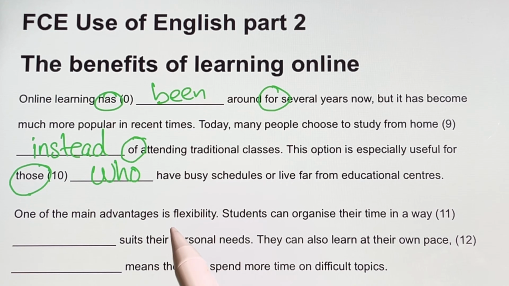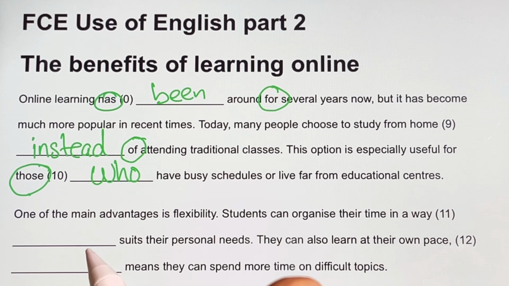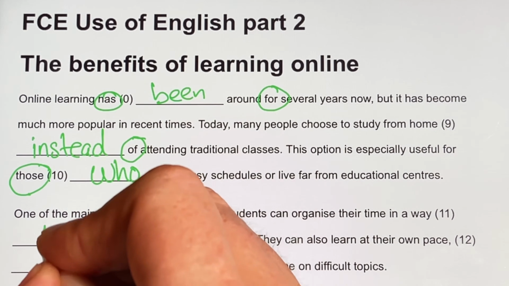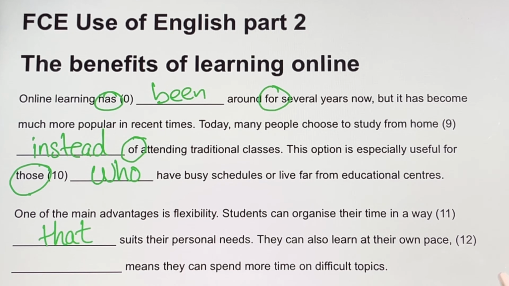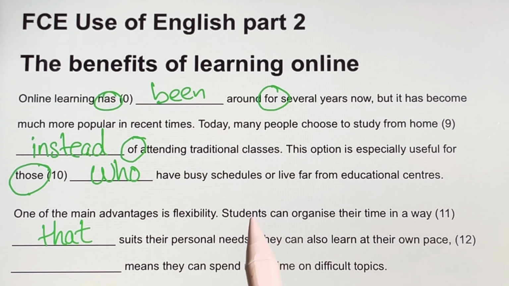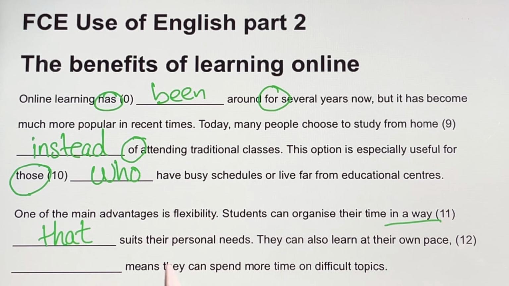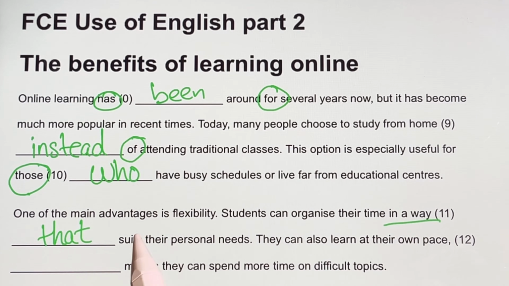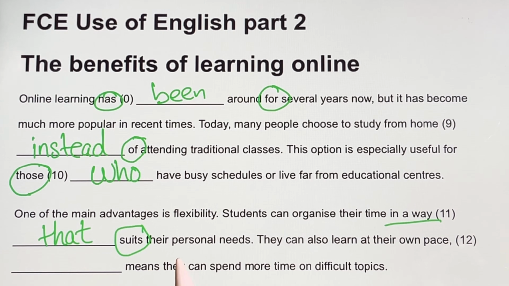One of the main advantages is flexibility. Students can organize their time in a way suits their personal needs. Right, here it will have to be another relative pronoun. In this case, that, because it's talking about students can organize their time in a way that, okay, suits their personal needs. Remember that suits is that it goes well with whatever they need or their lifestyle.